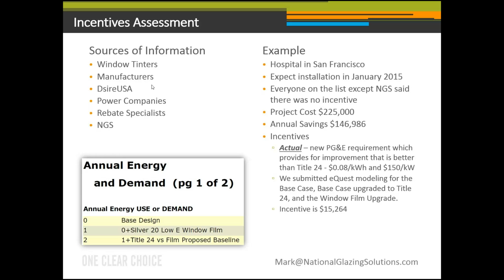This process took the incentive from 0 to over $15,000, and it only took 4 to 5 hours of our time. So with NGS securing all the incentives available for your clients, and with project costs nailed down, we can finally prepare the economic analysis for you to understand where this window film ECM fits in your project goals and make the best and most informed project proposal.